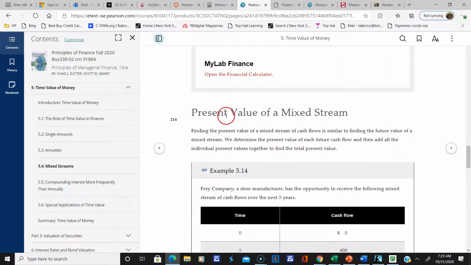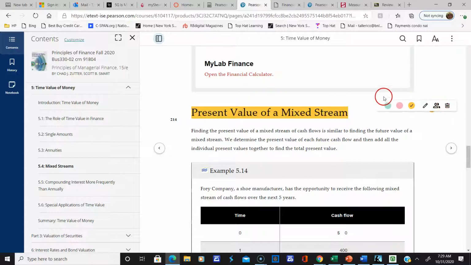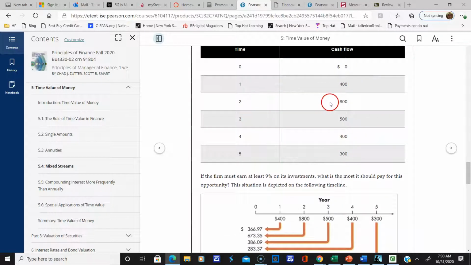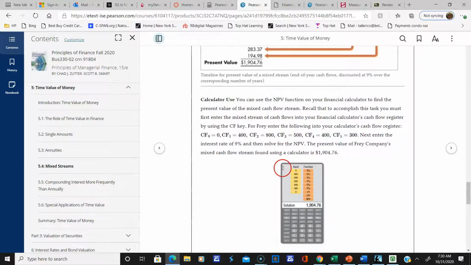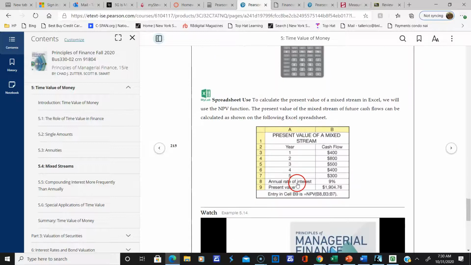All right, and then of course, if we have future value of a mixed stream, we're going to have present value of a mixed stream, right? You always know now, where you see the word future or present, you'll see the other. And again, here's some cash flows, and now here's the opposite timeline. You see the money coming back, right? You see the money coming back. And once again, you see the pattern. Here's the calculator, here's the spreadsheet.